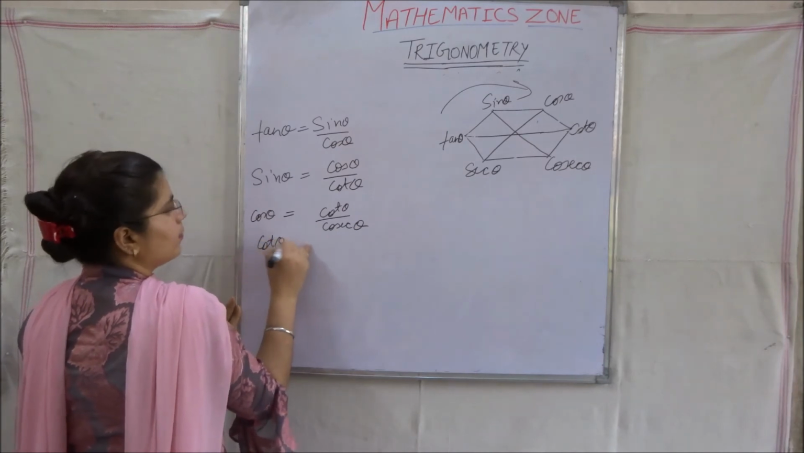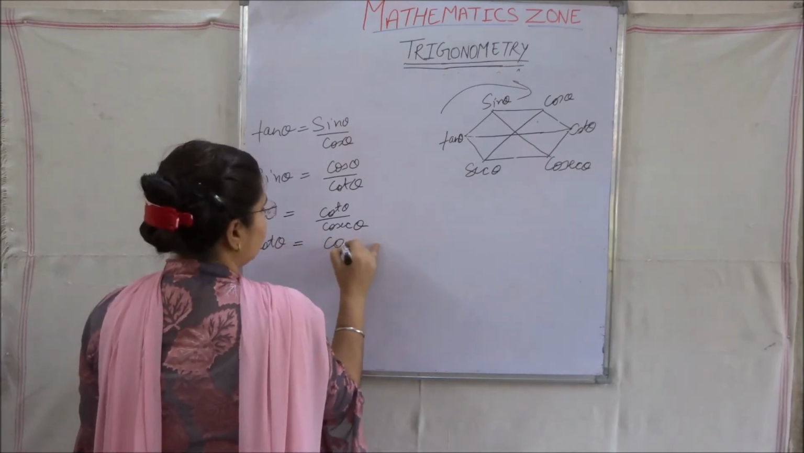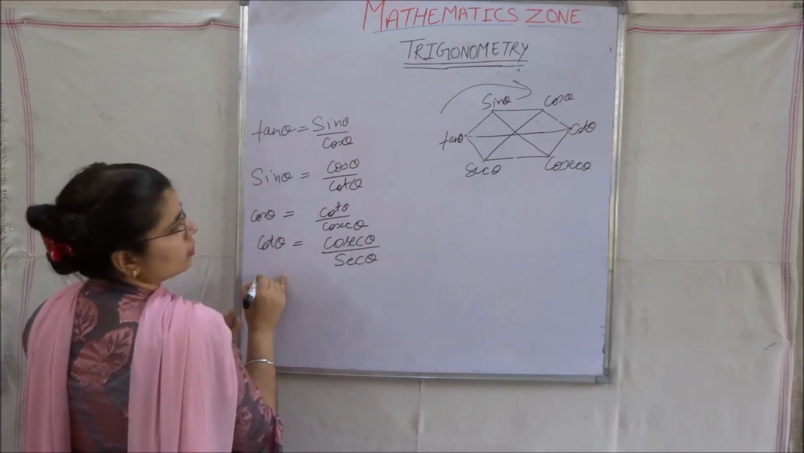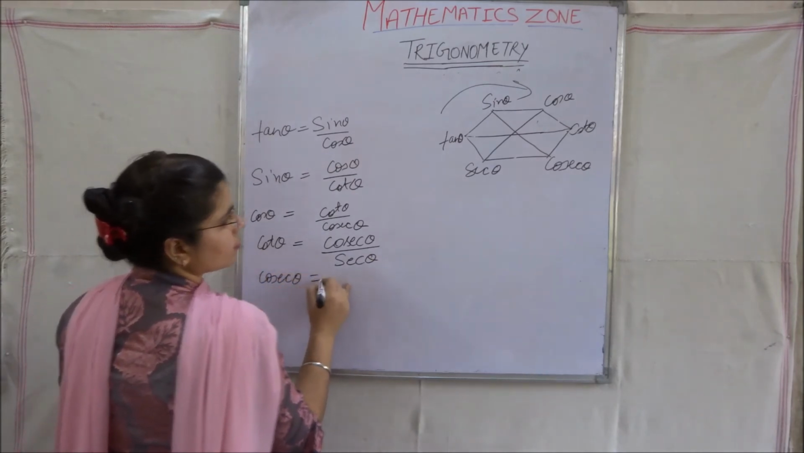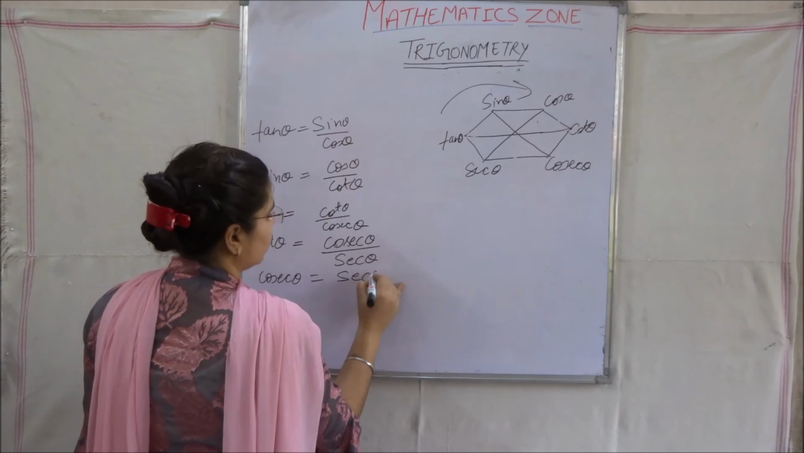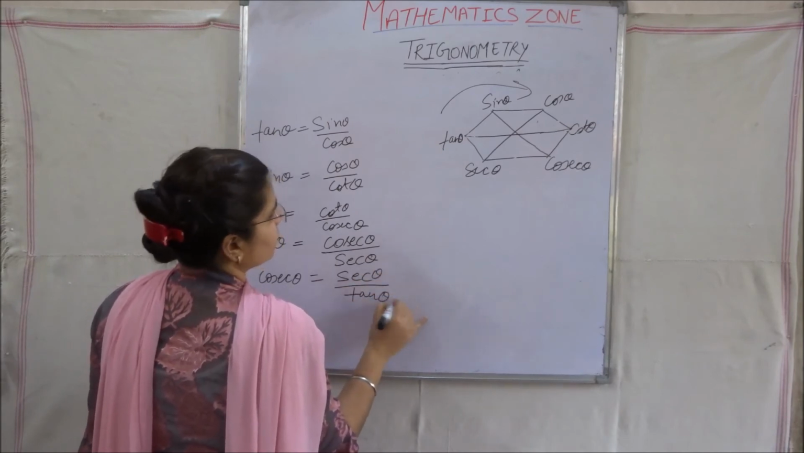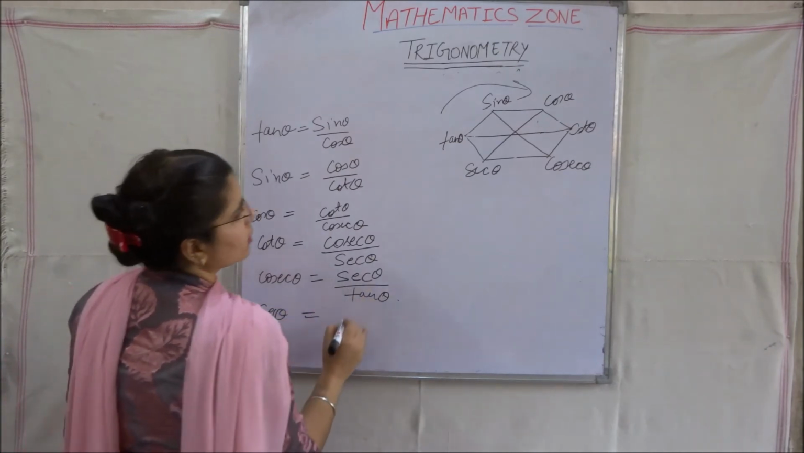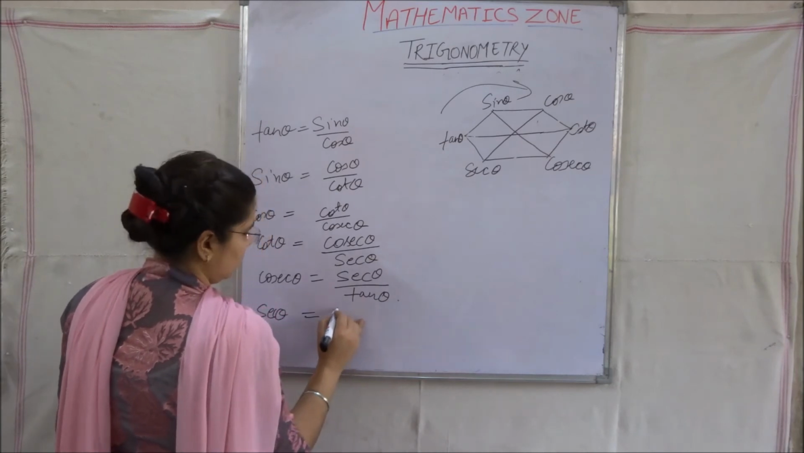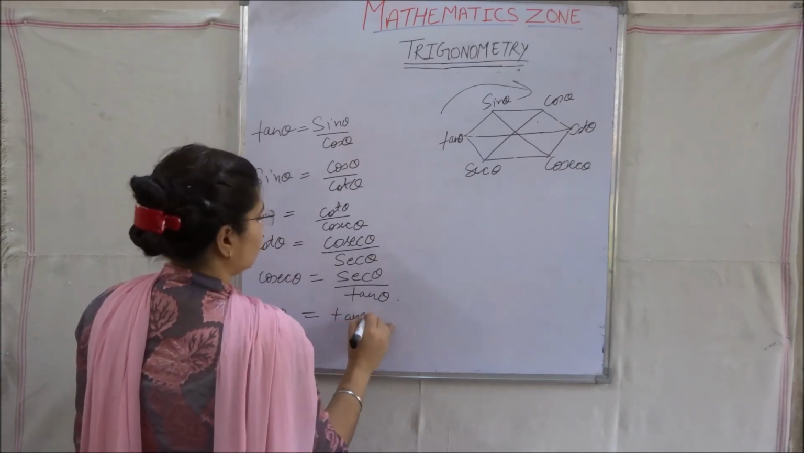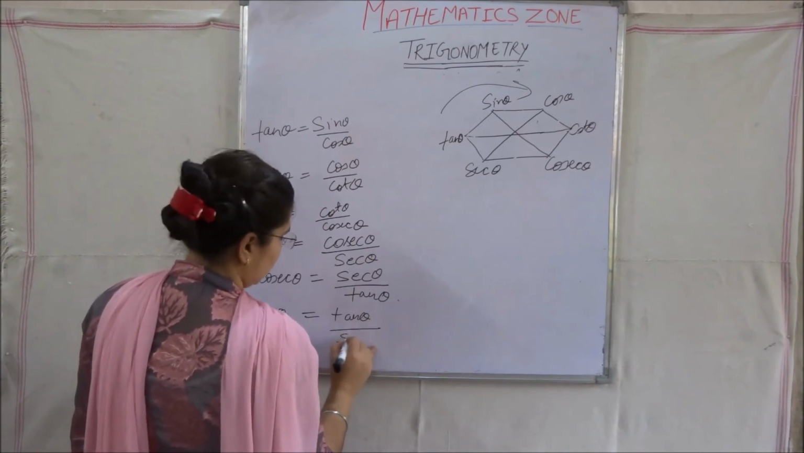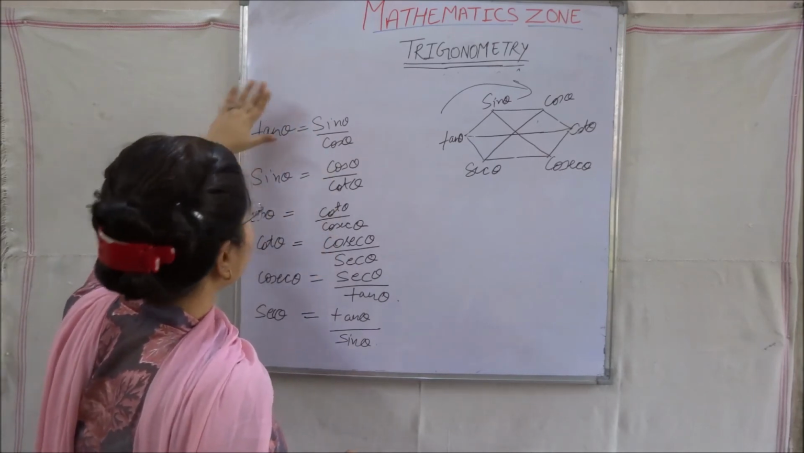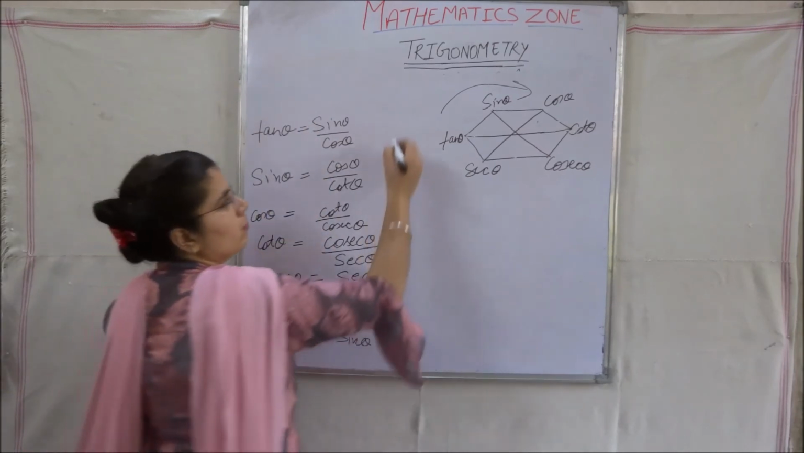Now cot theta is cosec theta upon sec theta. Now cosec theta is sec theta upon tan theta. Sec theta is tan theta over sin theta. So in this way we can derive the formulas in the clockwise direction.